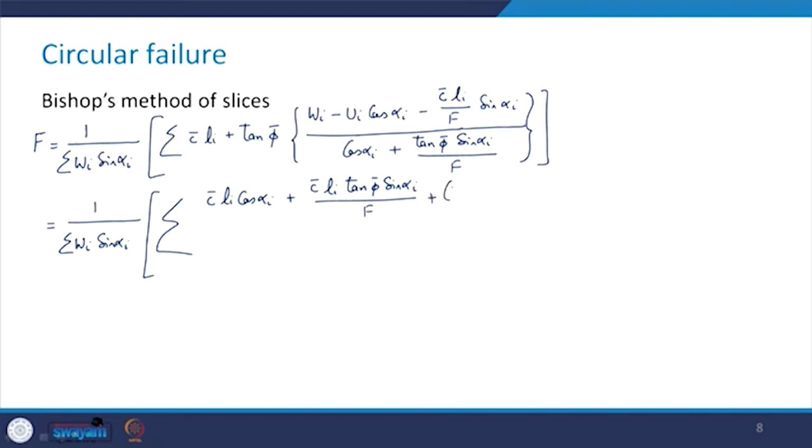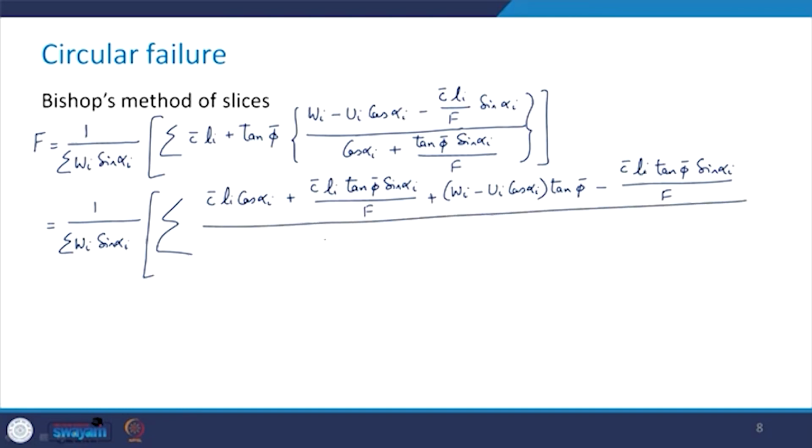plus (Wi minus Ui) cos alpha i into tan phi bar, and then you will have another term as C bar Li tan phi bar sin alpha i divided by F, and this whole thing will be divided by cos alpha i plus tan phi bar sin alpha i divided by F, and this will be big bracket closed.